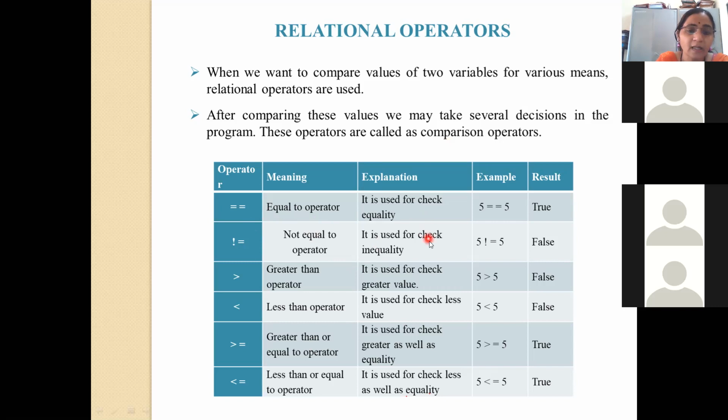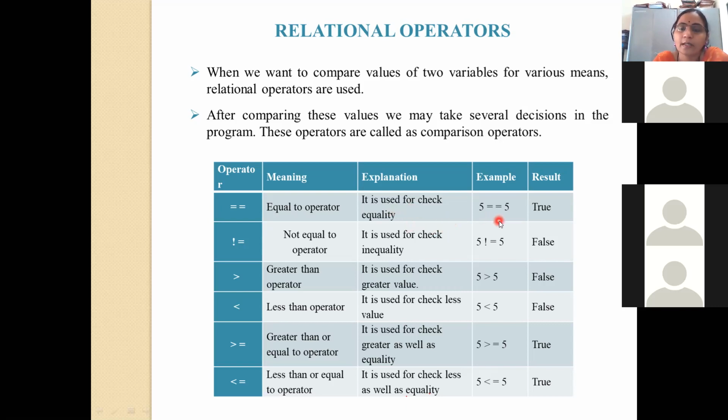So these are in the table. You look in the table. There are various relational operators. The first operator is the equal to operator. Remember that it is not a single equal sign. It is a double equal sign. The equal to operator is represented with the symbol double equal to. And the explanation is very simple. It is used to check the equality.